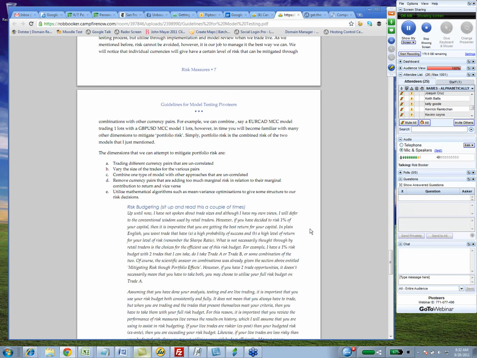You might remove currency pairs that are adding too much marginal risk in relation to their marginal contribution to return. So you might say, you know what, I'm going to throw out the Aussie dollar because its returns are not really significant; I'm taking the same amount of risk, but the returns aren't so great. You might also use mathematical algorithms such as mean variance optimizations to give some structure to your risk decisions. All of these are dimensions that come into a portfolio.